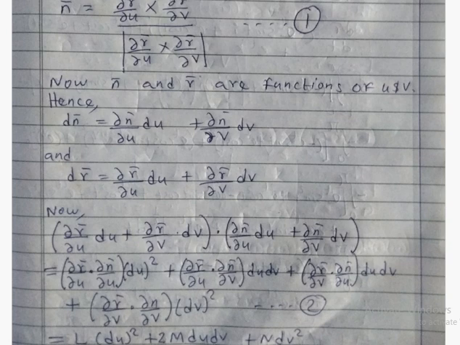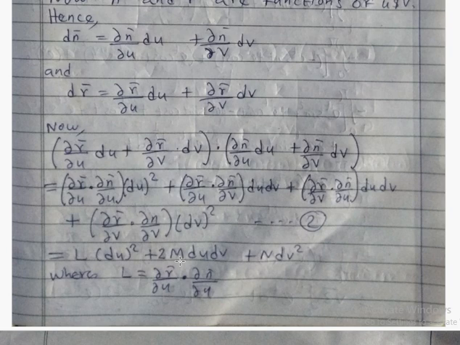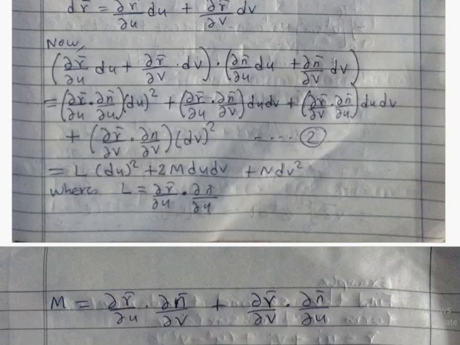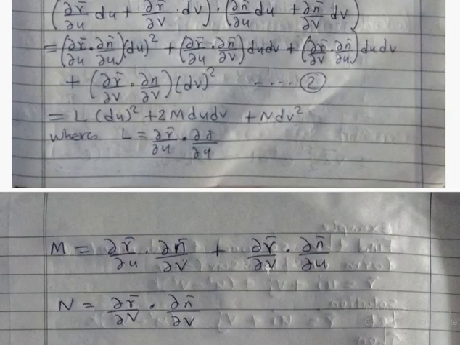This can be written as L, the square of du, plus twice m du dv plus n, the square of dv, where L in this case is partial r partial u dot partial n partial u, while m is the same as partial r partial u dot partial n partial v plus partial r partial v dot partial n partial u, and n is the same as partial r partial v dot partial n partial v.